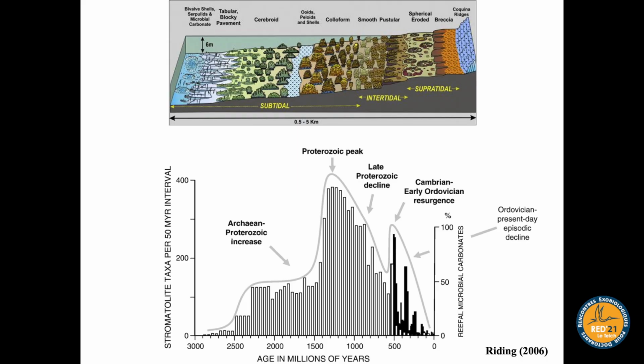However, we find stromatolites going back to some of Earth's earliest sedimentary records. Here is an overview of the diversity of stromatolites. As they take different forms, we can classify them like we classify animals. And you can see that stromatolites have had shifting diversity over geological time.